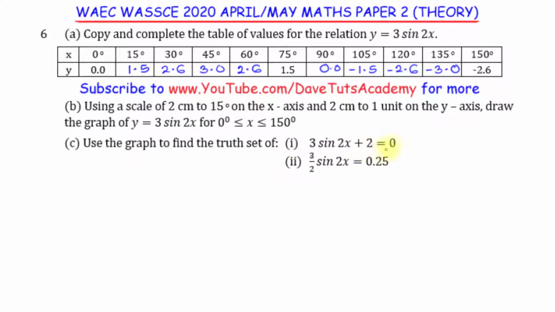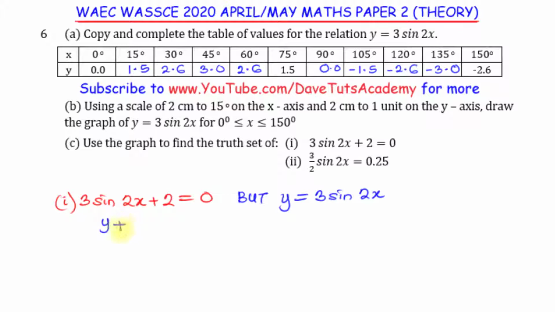3 sine 2x plus 2 is equal to 0 and 3 over 2 sine 2x is equal to 0.25. Now, the mandate for us is that we should try as much as possible to reflect y in these particular equations. And in the first case, look at what we are given. We are told that 3 sine 2x plus 2 is equal to 0. And looking at the equation, we already know that y was given as 3 sine 2x. And that means that this first expression in the equation is nothing but y.